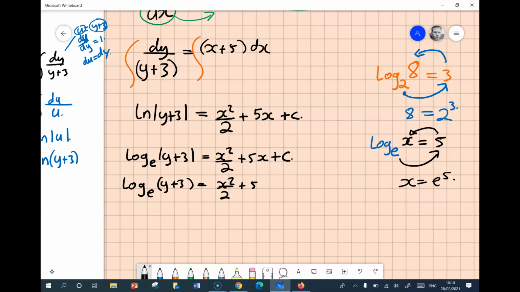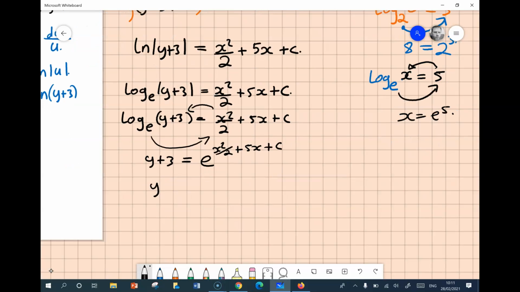Okay, and we're ready to go. So e to the power of this equals this. So I can say y plus 3 equals e to the power of x squared over 2 plus 5x plus c. And then finally, y is equal to e to the power of x squared over 2 plus 5x plus c. My plus 3 comes over and I get minus 3 here at the bottom. Okay, that minus 3 is not part of your power.